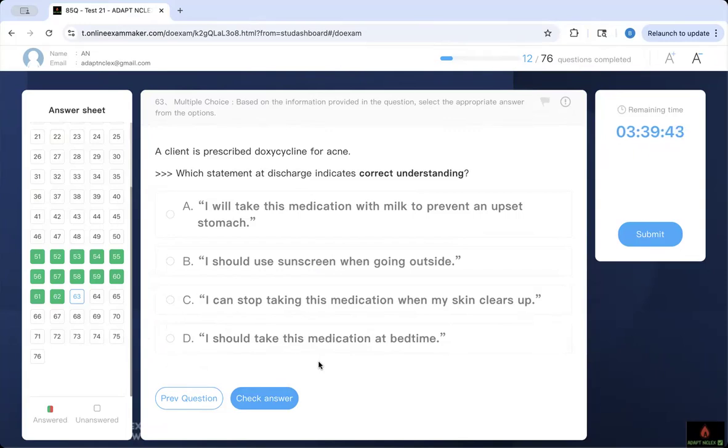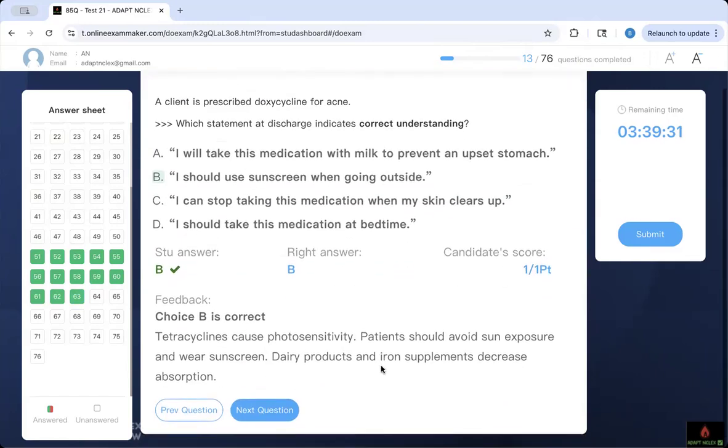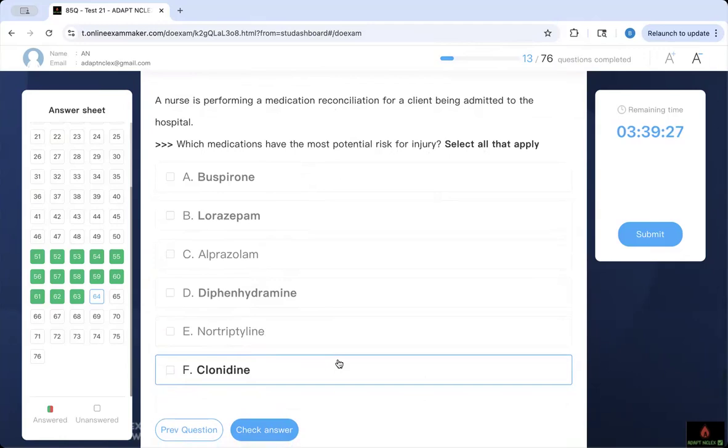It causes photosensitivity. Therefore, use sunscreen when you're going outside. For this tetracycline, you should avoid milk. You should not stop taking the medication, and you can take it anytime. You don't have to take it in the evening. That's very important.